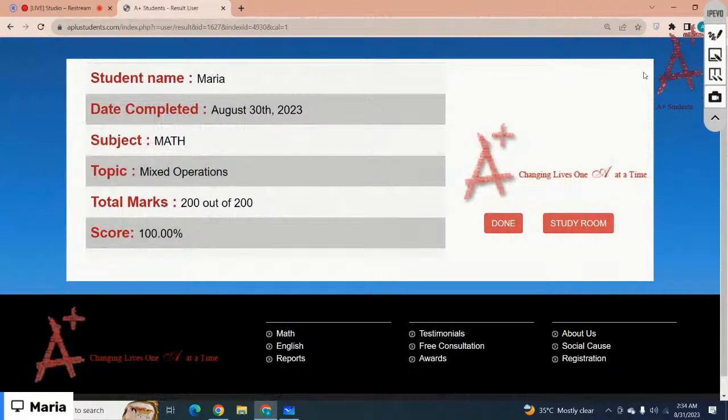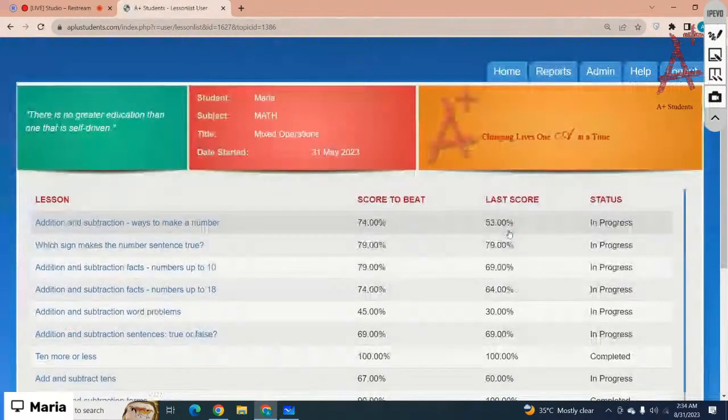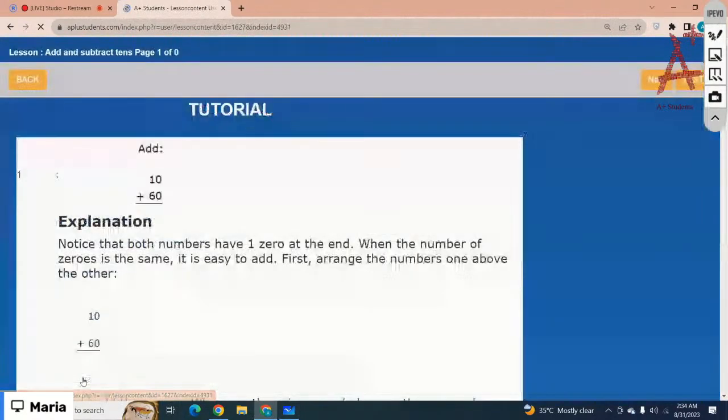Okay, we are done with the lesson. Let's just start with the next lesson. The next lesson is add and subtract tens.